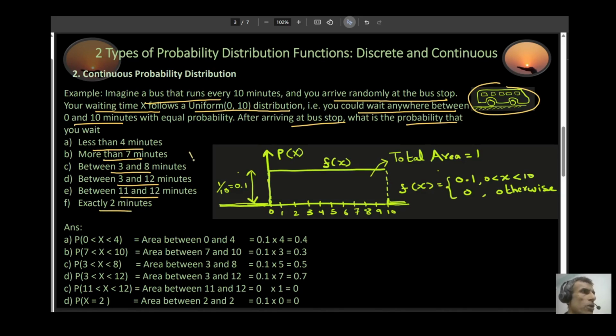To do this question, the first thing you want to do is draw your step graph. So this is my step graph. You draw your x. This is my waiting time right here. X is my waiting time, and your waiting time can be anywhere between 0 to 10.